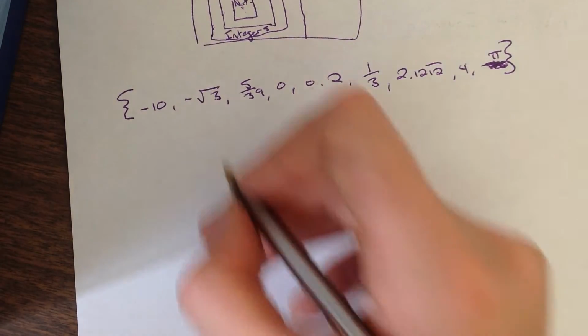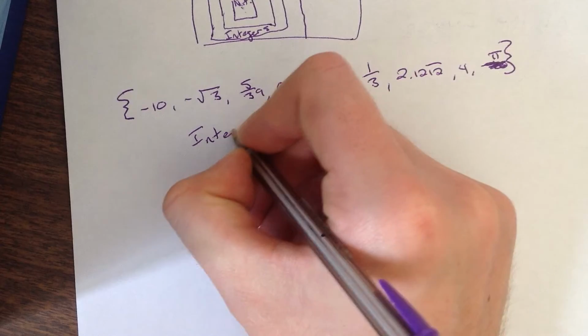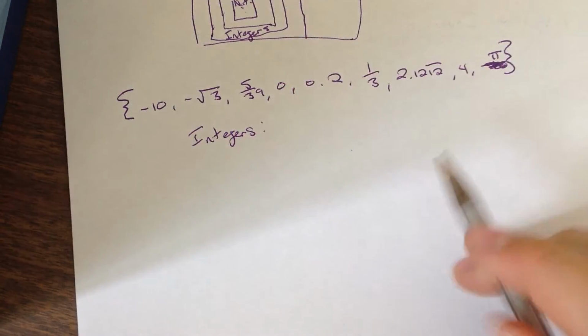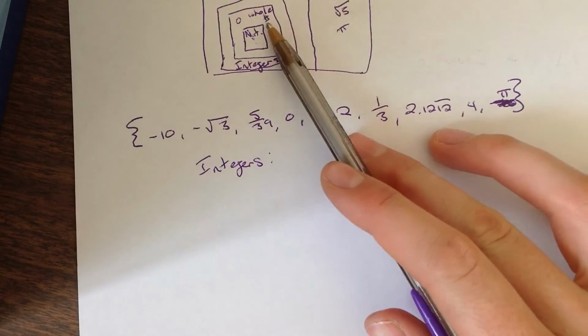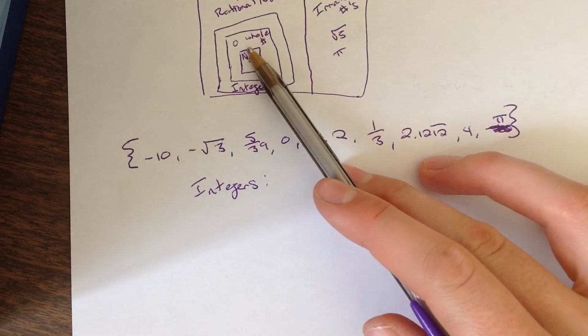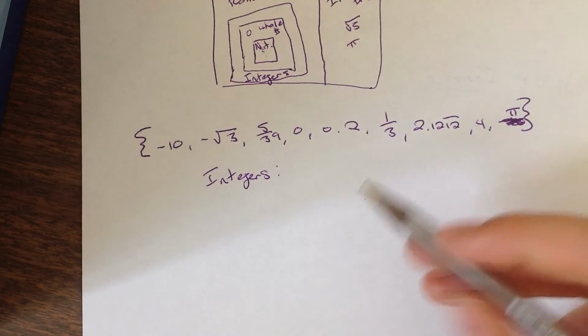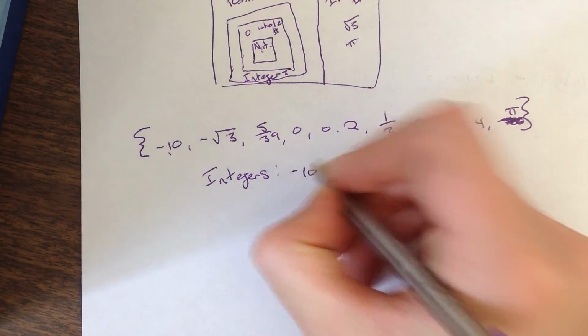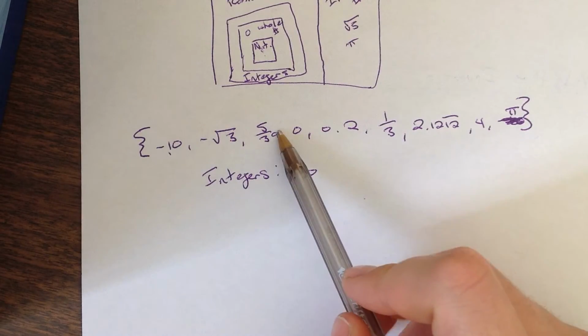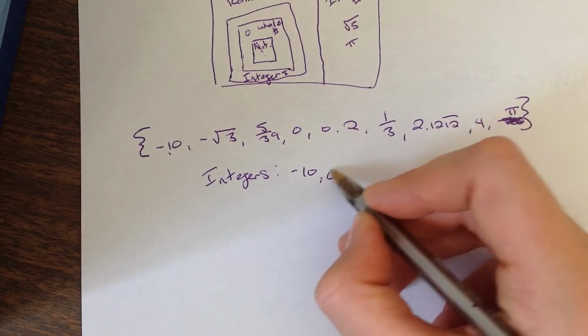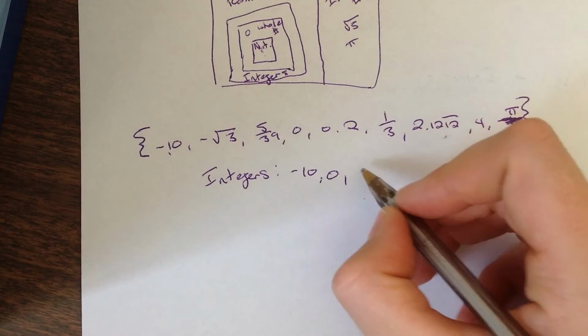So if we want to say, well, which ones are integers, we would say, okay, integers, if we remind ourselves, are whole numbers that are natural that can also be negative. So things like -10 would be an integer. These are not. 0 would be, and 4 would be.